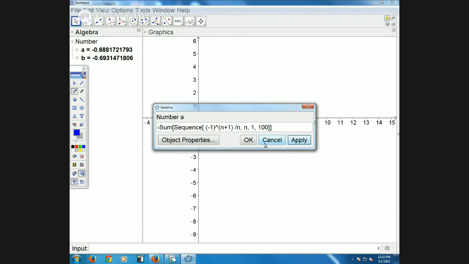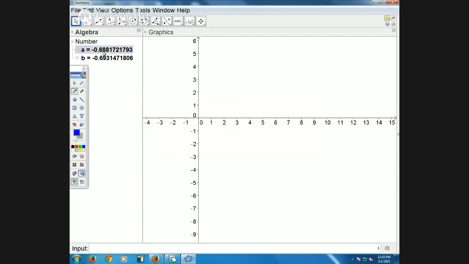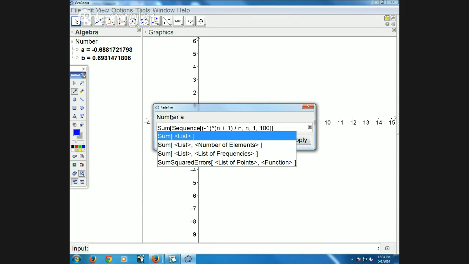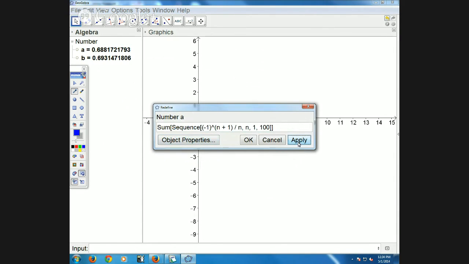Something happened. It says the answer is -0.688172. Now let's actually calculate that number. Let's delete this. What number do we think that is? Natural log of 2. Oh, I didn't add enough terms. What did I do? Negative 1 to the n. I put a negative in front of it right here. That was the previous series we did. Sorry, I was trying to rewrite the one we did earlier. Apply. Oh, there we go.